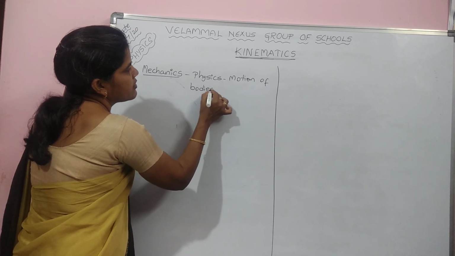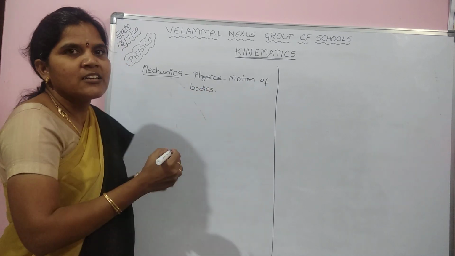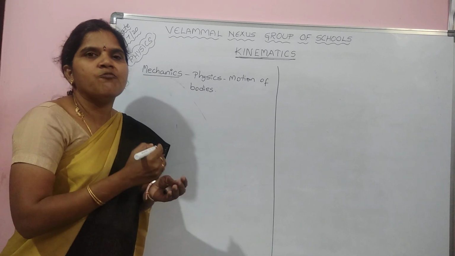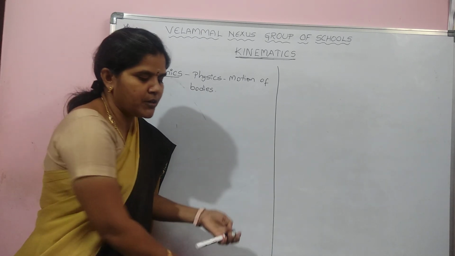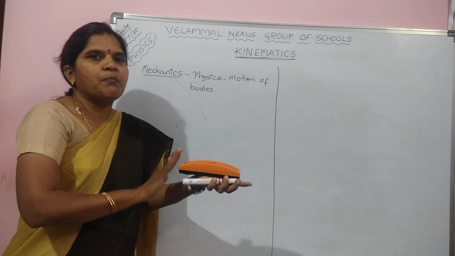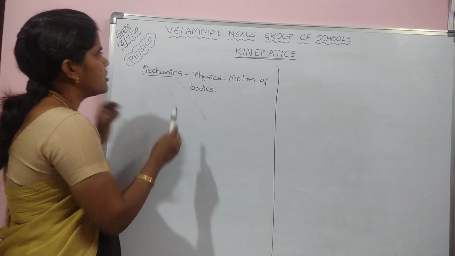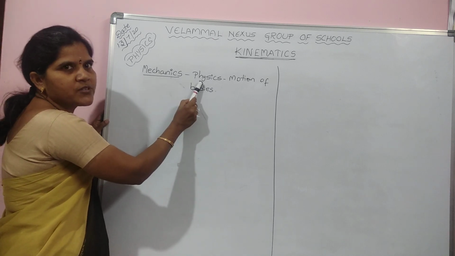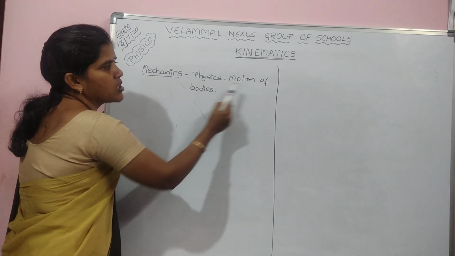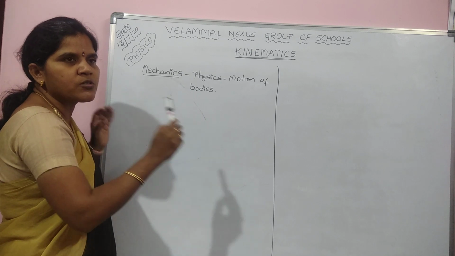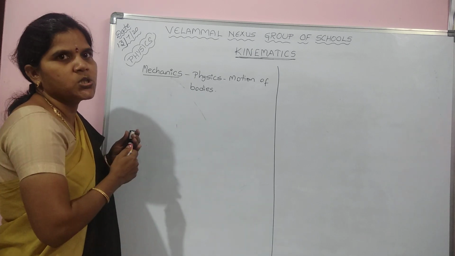Do you know children, when a body will execute motion, there should be some force applied on the body. For example, if you take an object and apply some force, then the body will be in motion. So, mechanics is a branch of physics which deals with motion of bodies. When you apply some force, the body will execute motion, children.